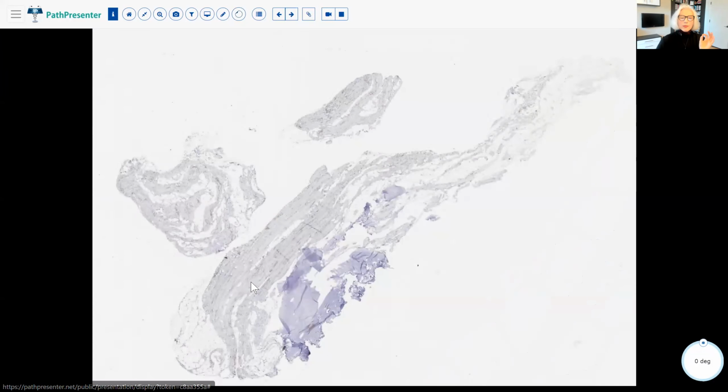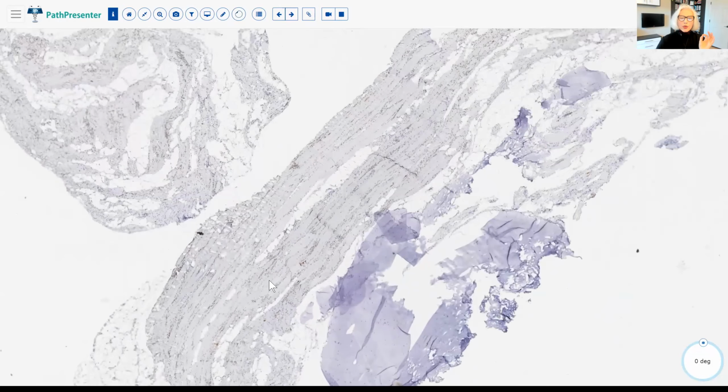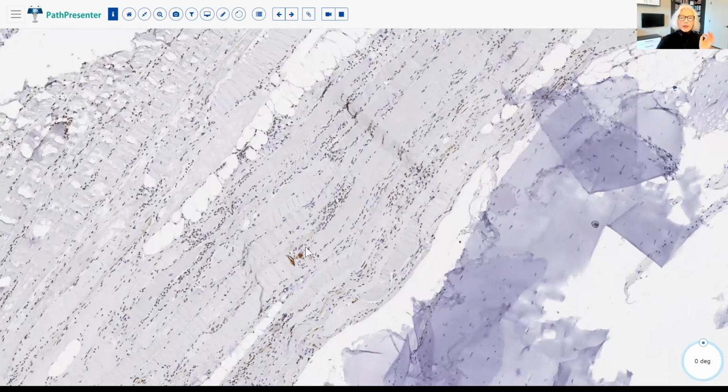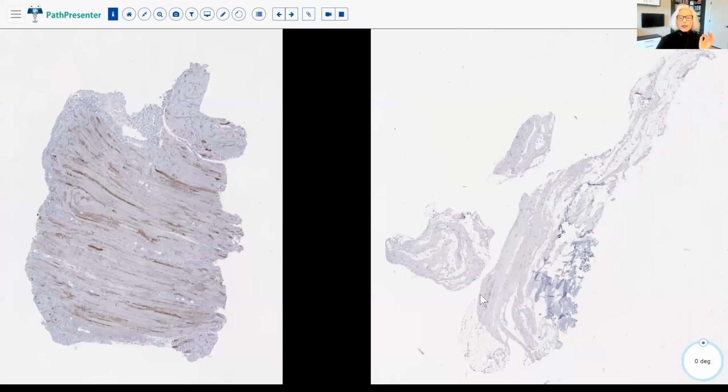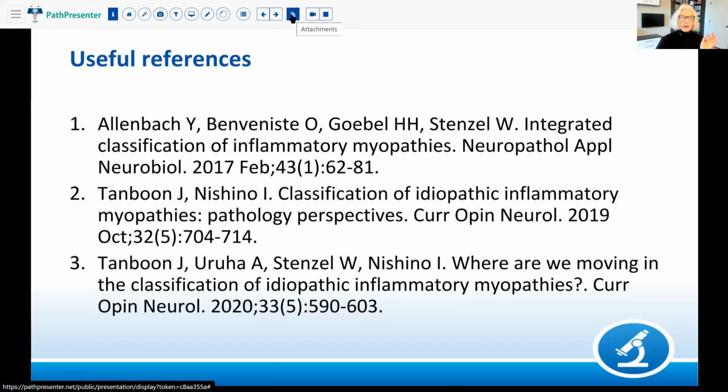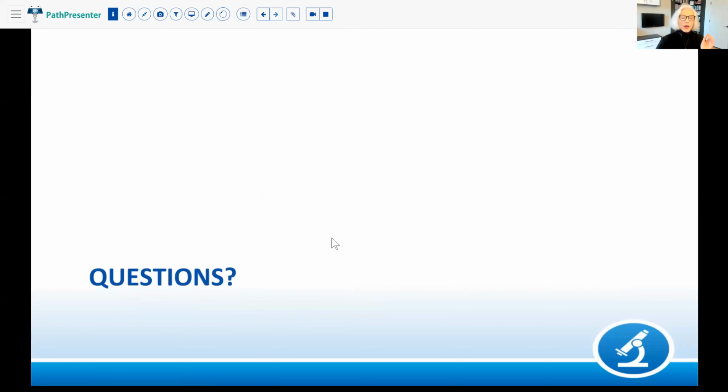And then here is TDP43 that basically shows essentially similar findings with these puncta as well as coarse sarcoplasmic inclusions that we have here. So this I'm going to skip now for the sake of time, but this just compares side by side these two LC3 patterns and how they differ in these two different conditions. And these are some of the useful references. And now we can move to any questions that you might have.